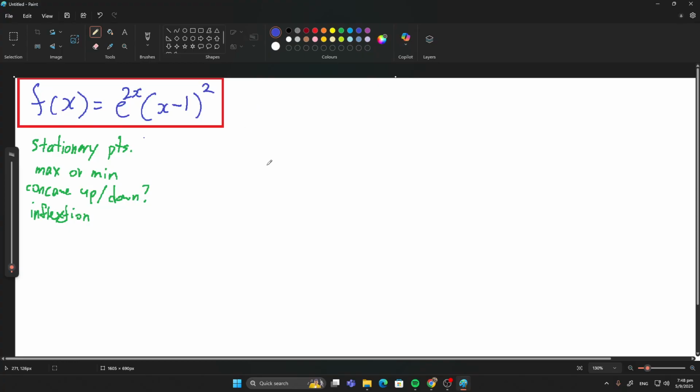So first thing first, we need to find the stationary point. So how do you find a stationary point? Very simple. A stationary point is basically when the gradient of the graph equals 0.